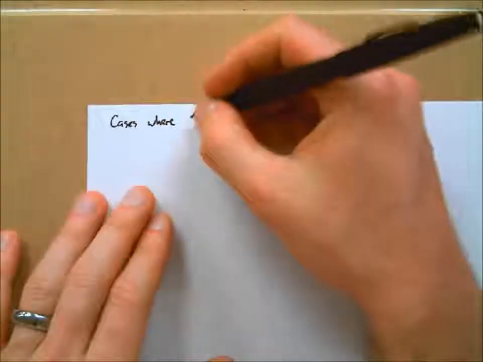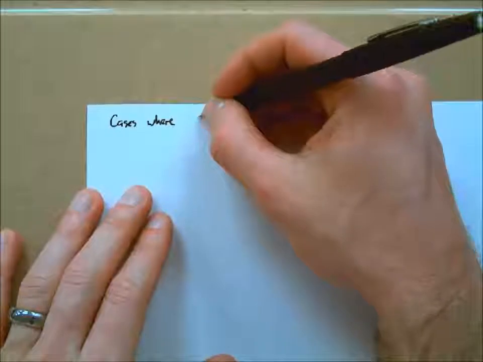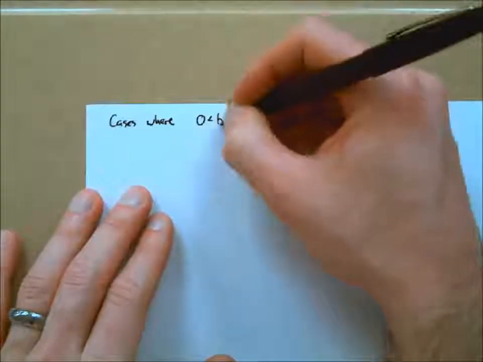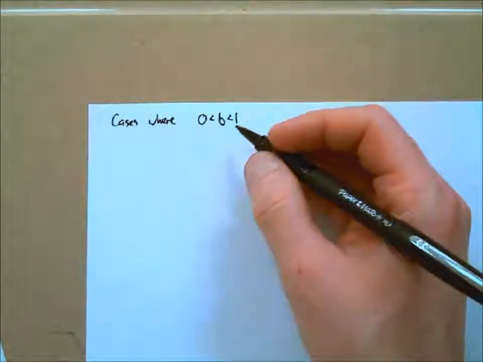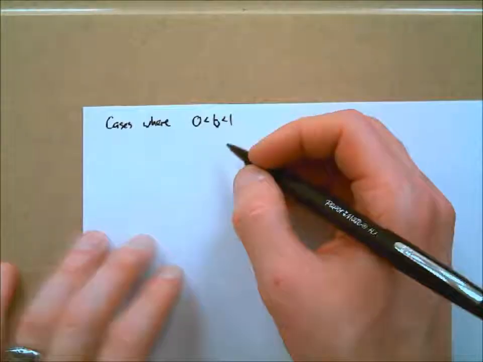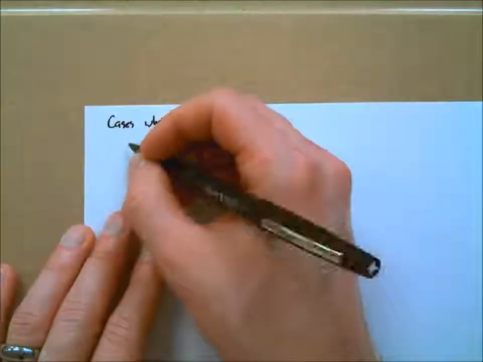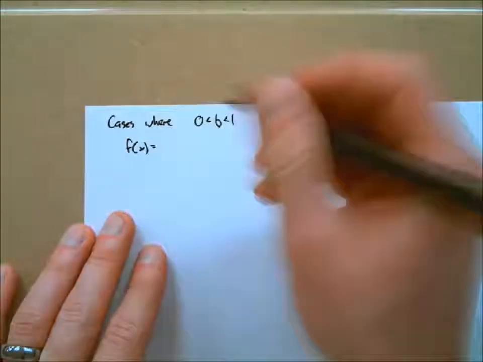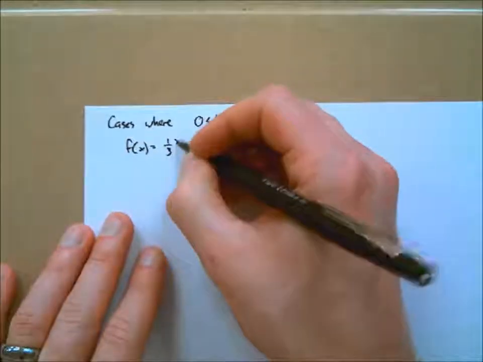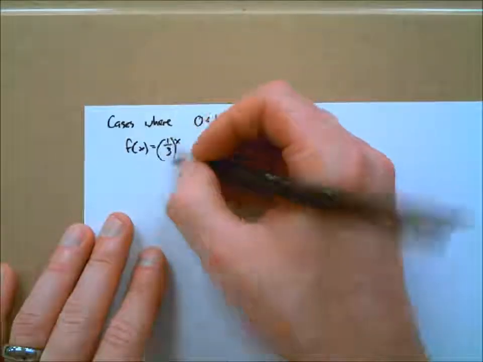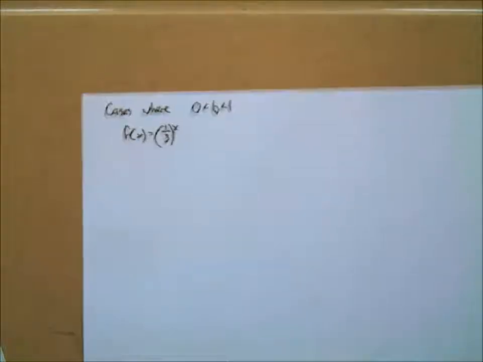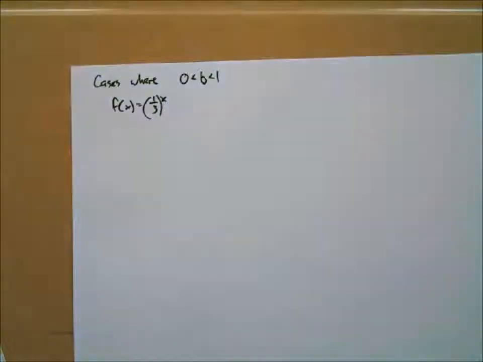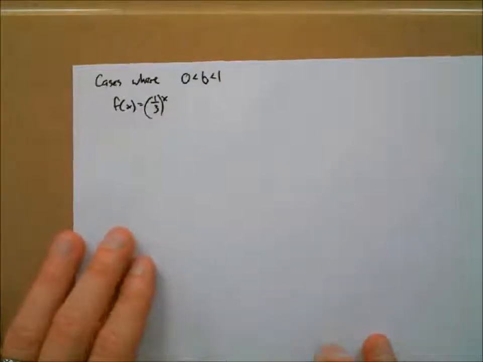So now we'll look at cases. We looked at cases where b is greater than 1, and now we're going to look for cases where 0 is less than b is less than 1. Again, remember, b cannot be 1. It won't be exponential anymore. But there's a different kind of shape that we get when we experience this. Now we're going to use 1/3 instead of 3 here.